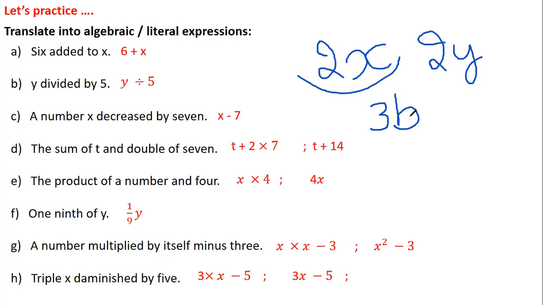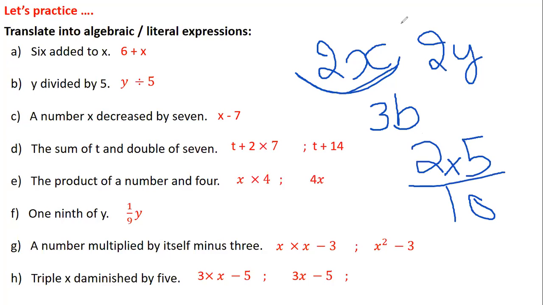If I want twice 5, how do I write twice 5? Not 2 and beside it 5, sorry. I write first 2 times 5, then I write 10. Yes, this is the difference between multiplying a number with a variable and multiplying two numbers. Is it clear, guys, before we continue?